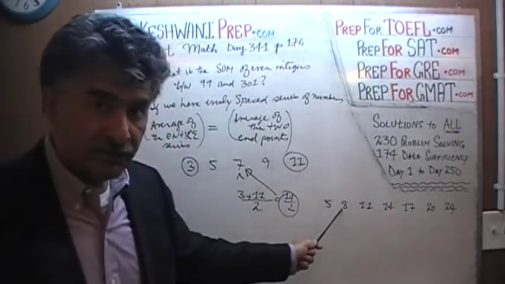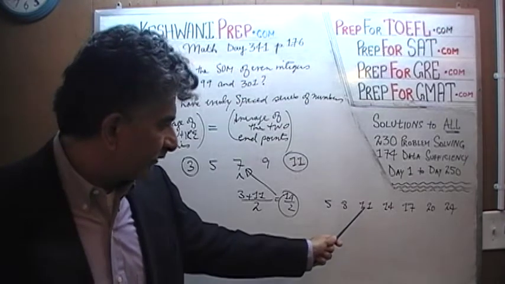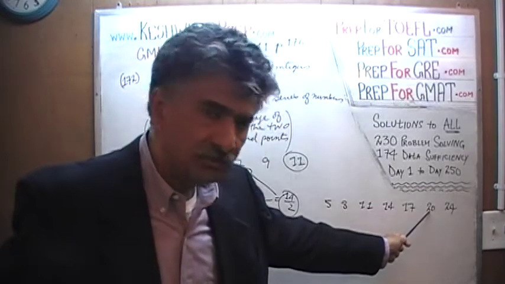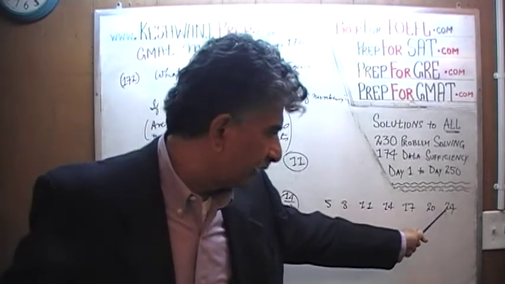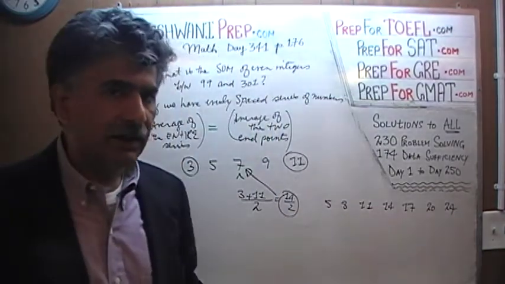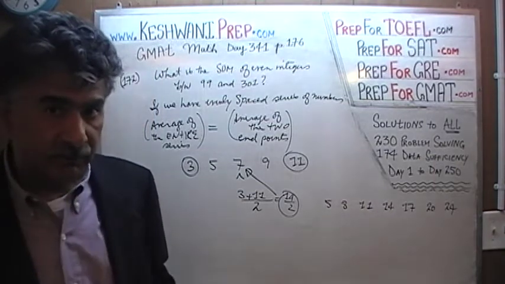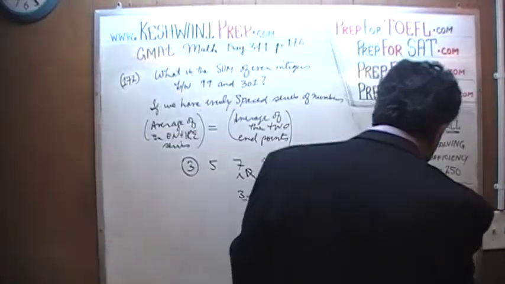From 5 to 8 is an increase of 3, then 8 plus 3 is 11, 11 plus 3 is 14, 14 plus 3 is 17, 17 plus 3 is 20, and 20 plus 3 is 23. We have 24 at the end. Again, it is not an evenly spaced series. In order for us to make it evenly spaced, the last number needs to be 23.